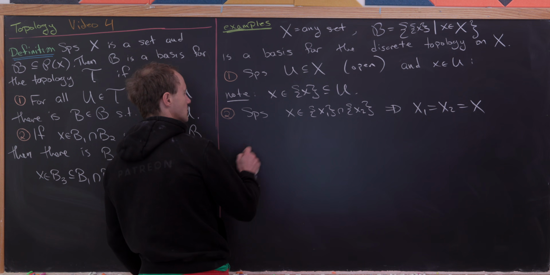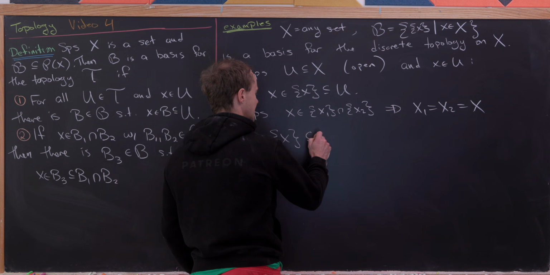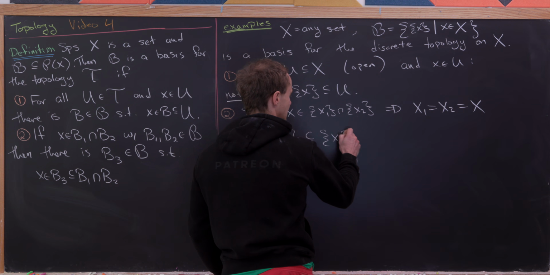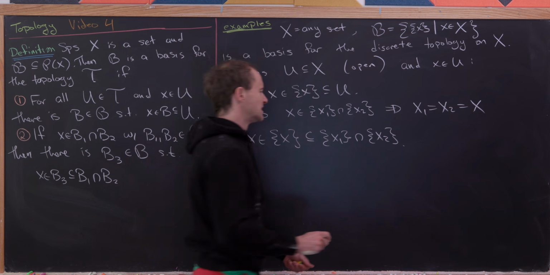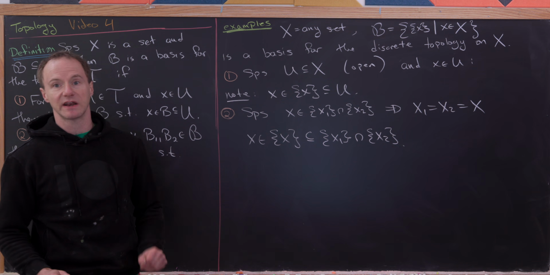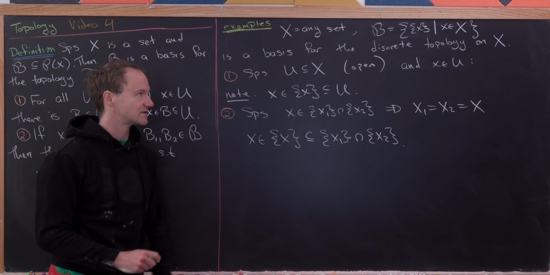But then, well, we've actually got it. Let's notice that x is inside of the singleton containing x, which is a subset of the intersection of the singletons containing x1 and x2. So it's kind of a silly argument here, but it is in fact what we need for this second condition to be satisfied.